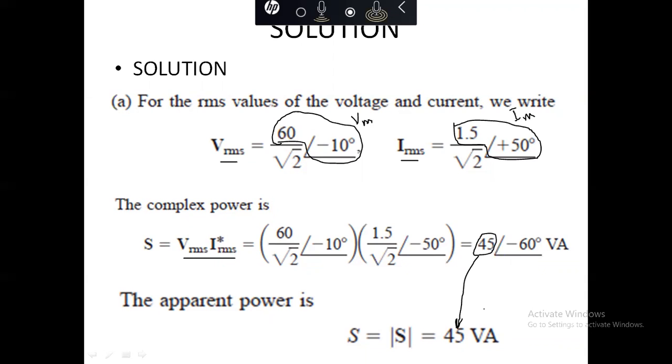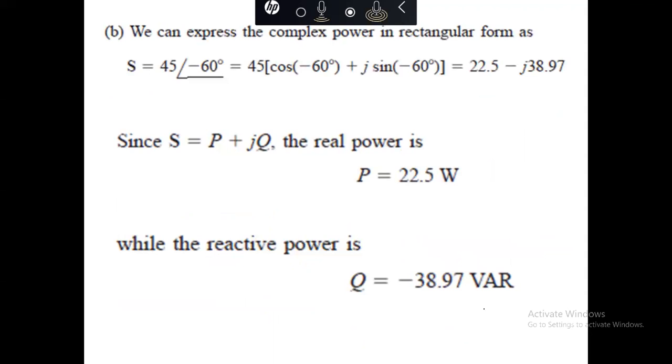So next we have to calculate the complex power in rectangular form. So we calculate the complex power in rectangular form, and then we calculate the real power and the reactive power. The reactive power is measured in volt ampere reactive. So that is VAR units, which is volt ampere reactive. So that is in fact the reactive power.